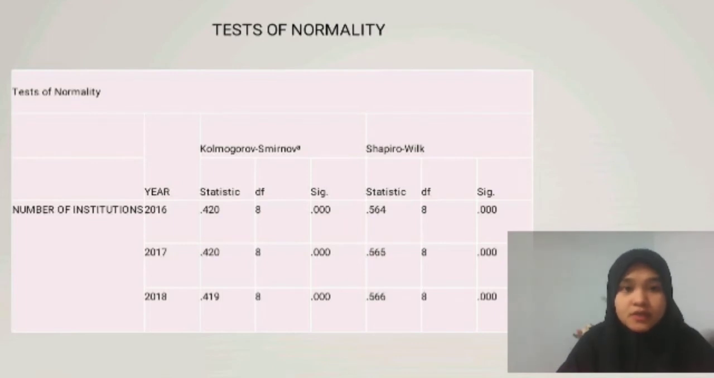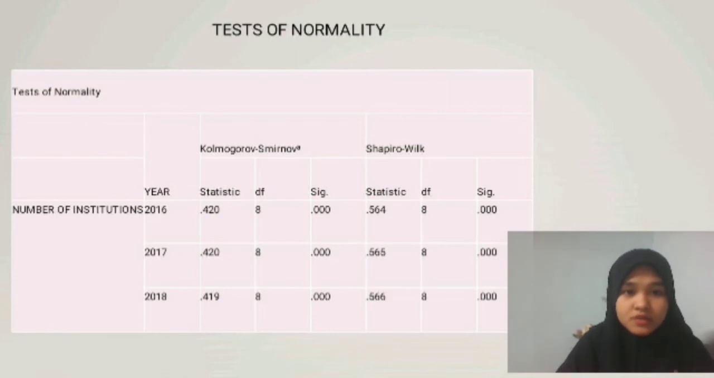Today I will continue with the theoretical modeling. The test of normality. This is the data of the test of normality. On the left is Kolmogorov-Smirnov and on the right is Shapiro-Wilk. I will analyze the data of the test of normality.